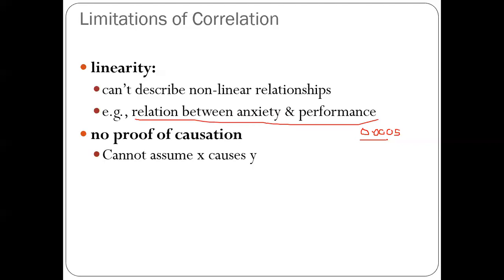Also, it cannot prove the causality effect or the causation effect. That means we cannot assume that X causes Y or Y causes Z. It just shows the strength of the relationship between two variables, either strong, weak, or no relation, and either positive or negative relationship. But we cannot assume that variable X causes variable Y or variable Y causes variable X, because we have no proof of causality.